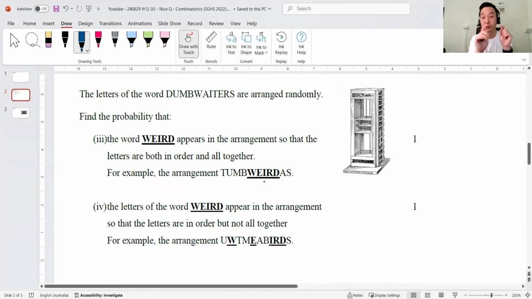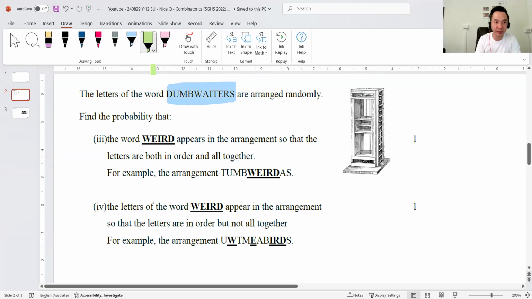Let's get started. So now this question, Sydney Girls 2022, is a nice question. Last question, by the way, last 2 marks of the 3 in a paper. So the letters of the word, let's highlight as we go, dumbwaiters, interesting choice of words, are arranged at random. There's no repeats, D-U-M-B-W. I think maybe they chose dumbwaiters because there are 11 letters there and no repeats. Okay, cool.